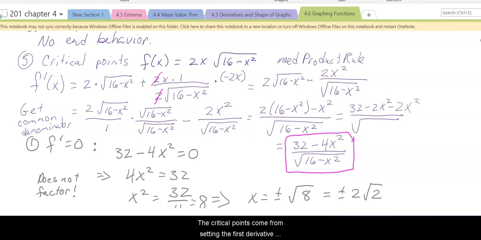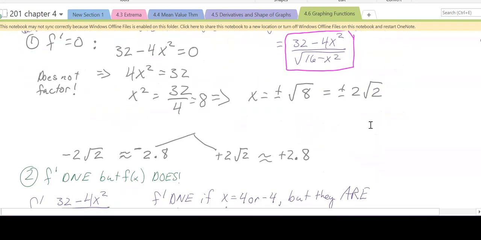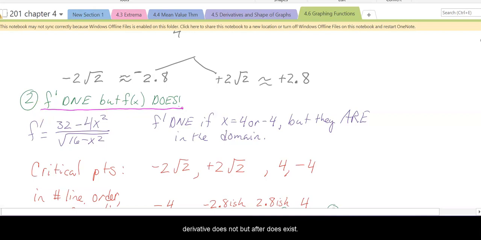The critical points come from setting the first derivative equal to 0, or where the first derivative does not exist, but the function does. In this case, when I set the numerator equal to 0, I come up with 2 possible values, plus or minus 2 square roots of 2. These become 2 critical values. The next part is critical points can exist when the first derivative does not, but f does exist.